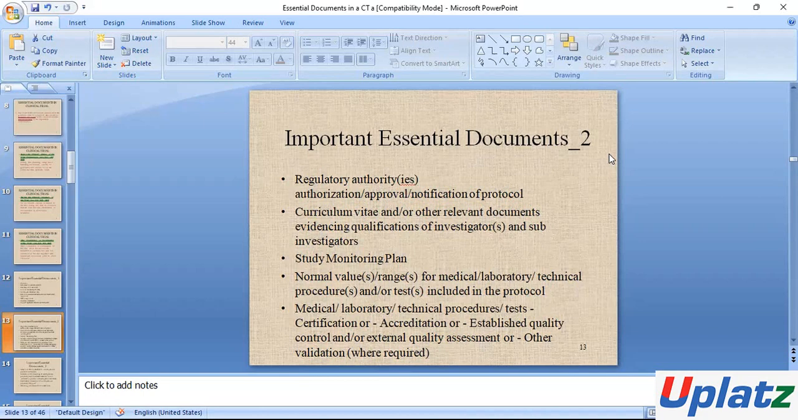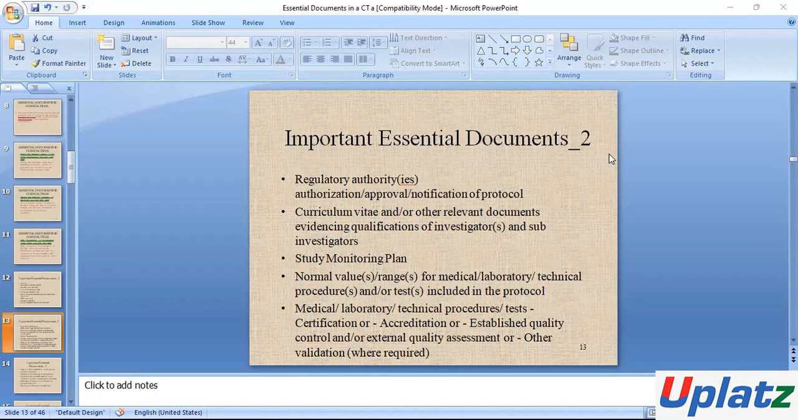Next part is normal values or ranges that is included in the protocol. This again depends on study specific procedures or tests that are conducted. The normal ranges will vary depending upon the age, gender, and other factors. And it is important for the protocol to specify the normal values or normal ranges for procedures, as this information is necessary for interpretation of the results of the study.